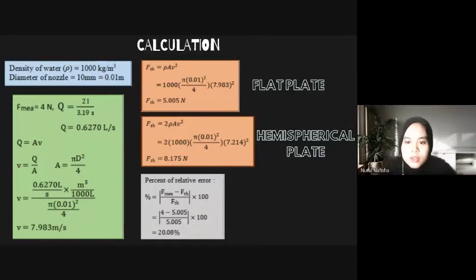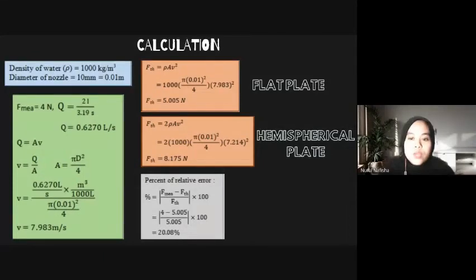This is the calculation to obtain the values. As we know, the density of water is 1000 kg per cubic meter, and we are given the diameter of the nozzle, which is 10 millimeters. Here, I take a measured force of 1 Newton as an example. To calculate the value of Q, we divide the volume by the time, and we get Q in liters per second. By obtaining the value of Q, we can calculate the velocity using the formula Q equals AV. To calculate the theoretical force for the flat plate, we use the formula F equals rho AV squared, while for the hemispherical plate, we use the formula F equals 2 rho AV squared.